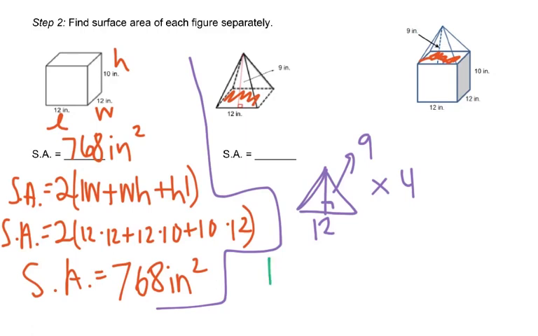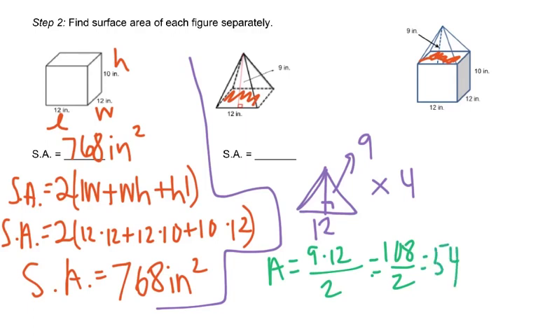And we know our triangle formula is base times height all over 2. 9 times 12, we get 108 divided by 2, and we end up getting 54. That's what we get for one of the triangles. Now remember, we have to times that number by 4, so I'm going to take 54 times 4, which is 216 inches squared. So that's our surface area of those triangles on the outside of the pyramid.